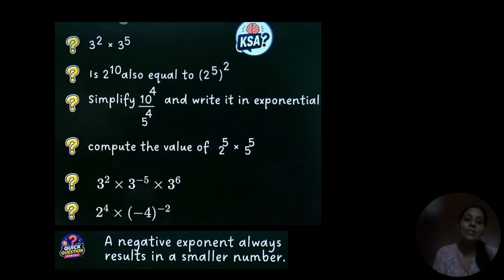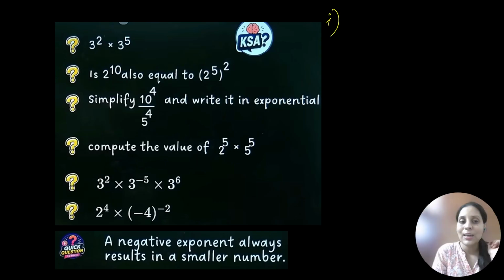So now let us see a question. 3 power 2 into 3 power 5. So this is the first law, isn't it? Because the bases are same and it is multiplying. So if it is multiplying, what happens? The powers are added. So 3 power 7.